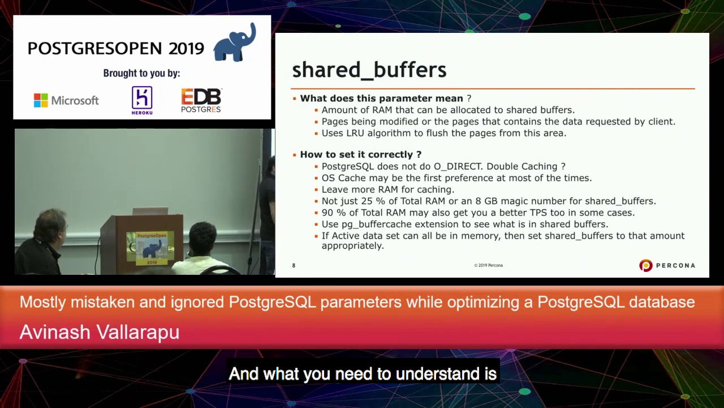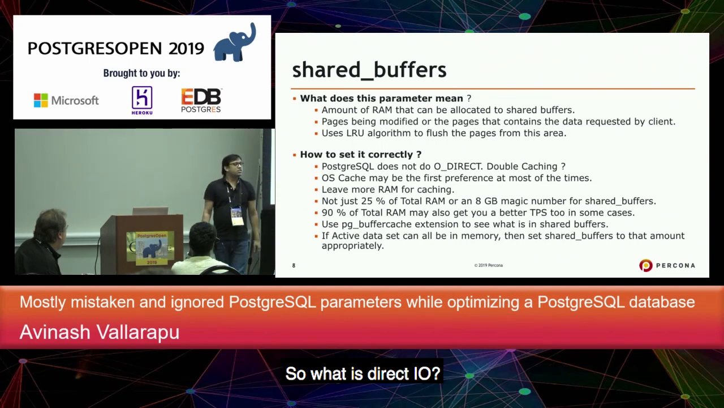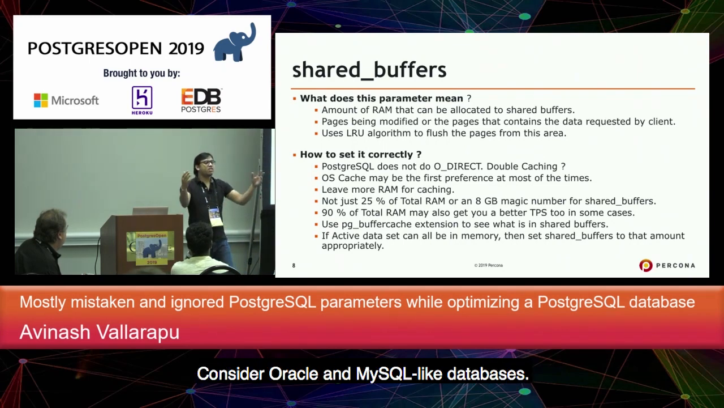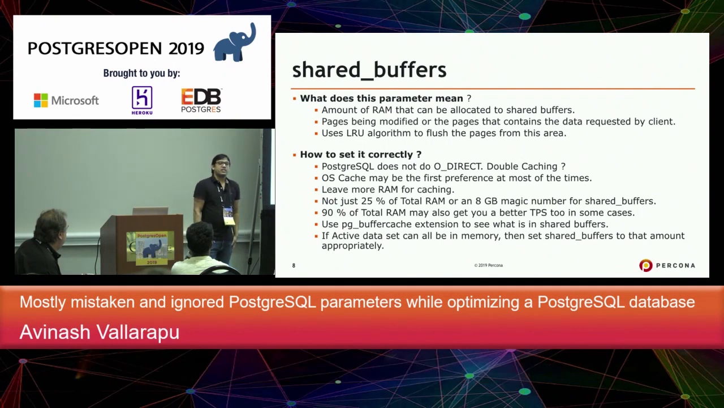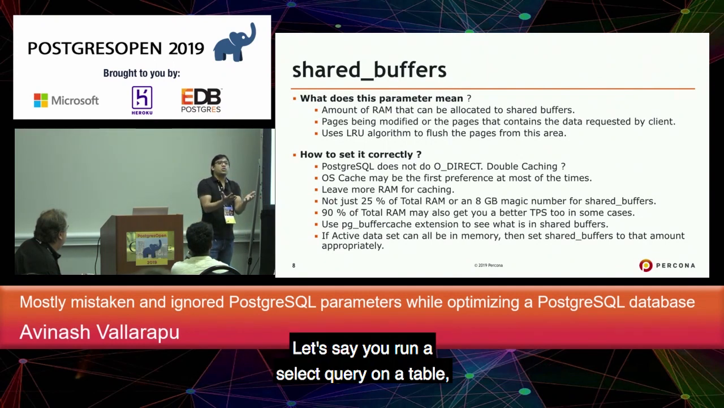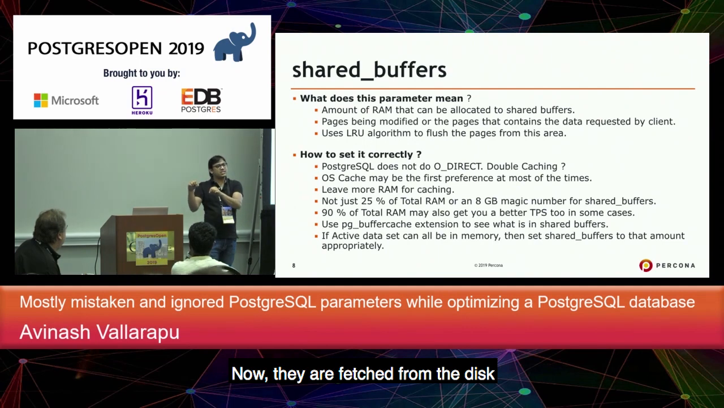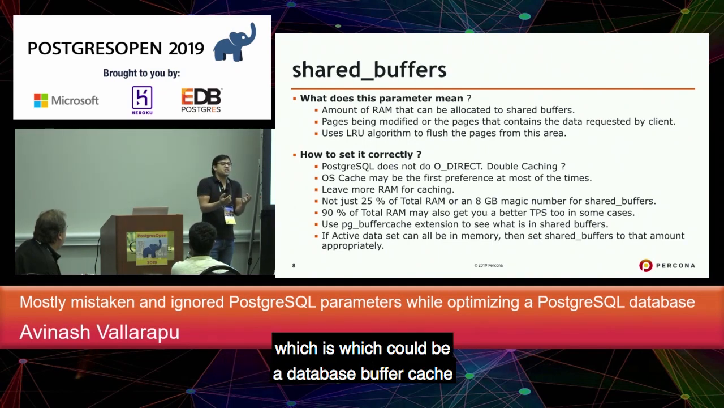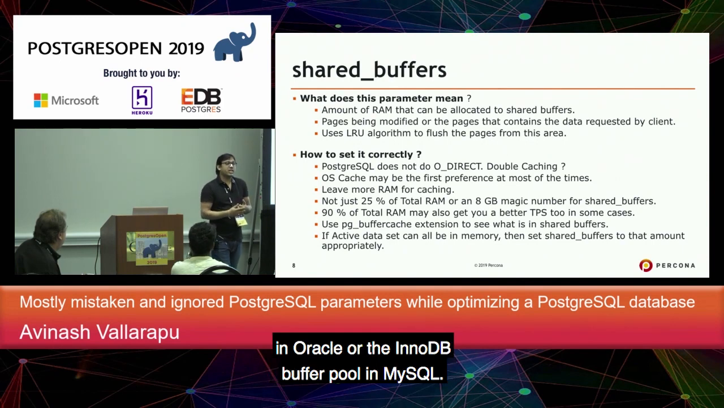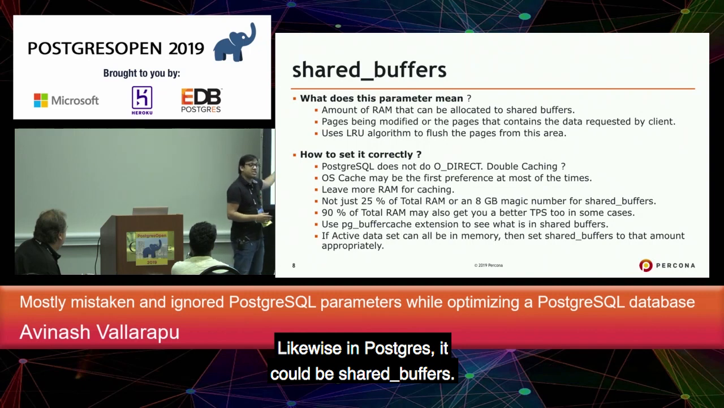And what you need to understand is PostgreSQL does not do direct I/O. So what is direct I/O? Consider Oracle and MySQL like databases. Let's say you run a select query on a table, and that select query needs to fetch records which are in the pages on the disk. Now they are fetched from the disk to the memory area of the database, which could be the database buffer cache in Oracle, or the InnoDB buffer pool in MySQL. Likewise, in Postgres, it could be shared buffers.